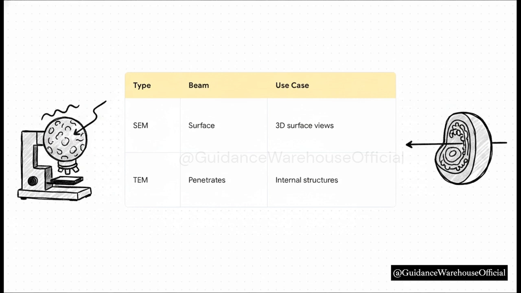Think of it like taking a highly detailed 3D drone scan of the exterior of a house. On the other hand, transmission electron microscopes, or TEMs, fire the beam entirely through the cell. This is basically like looking at the internal blueprint or an X-ray of that house, allowing us to map out all the intricate internal structures hidden inside.